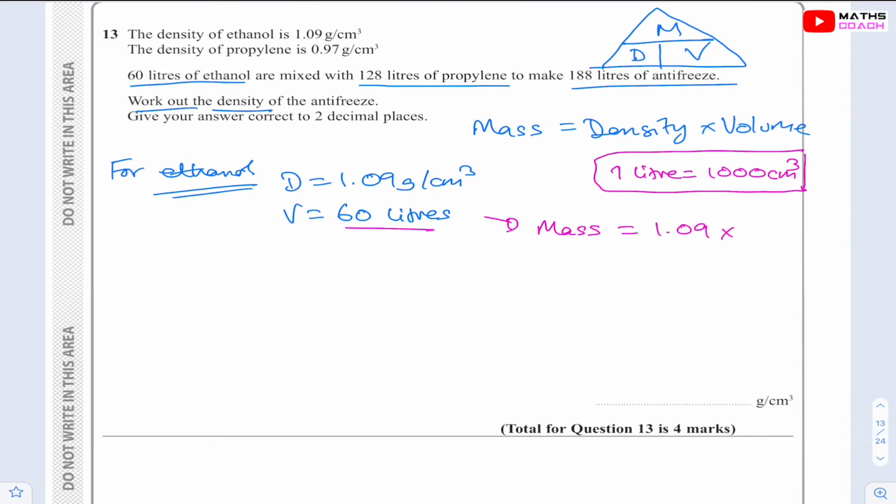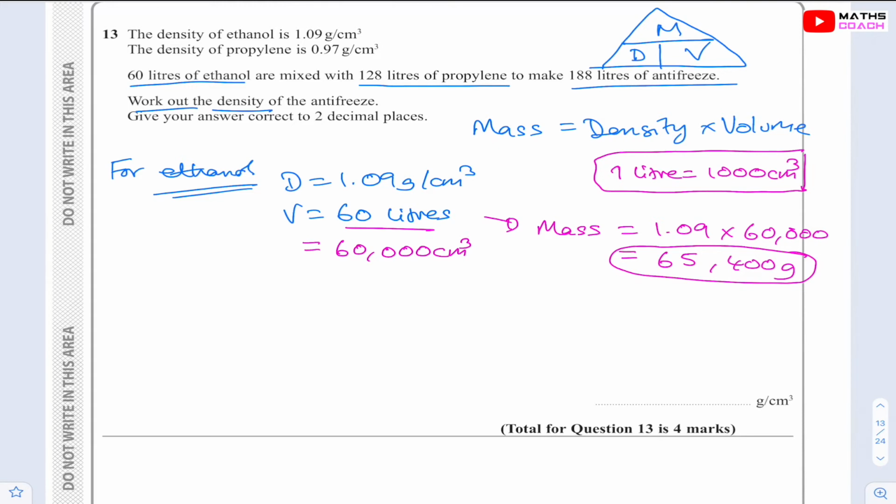We need to convert that into centimeter cubed by multiplying by 1000. So 60 times 1000 is 60,000 centimeter cubed, and that's the value we'll use in our formula. So 60,000 right there. Put this into your calculator, and you get the mass, which is 65,400 grams. So the mass of ethanol is 65,400 grams.